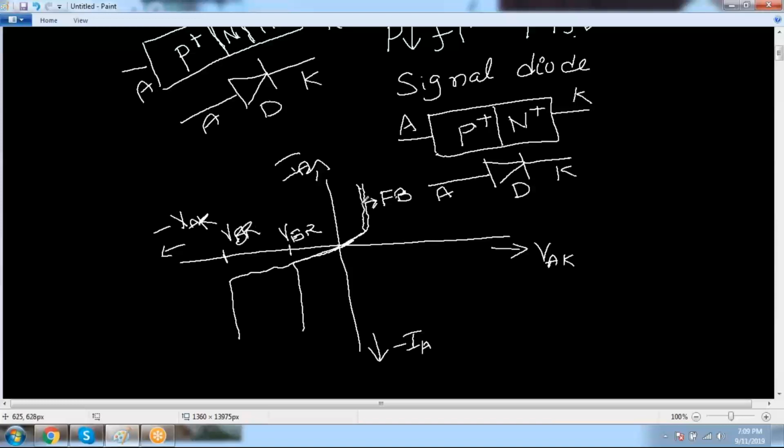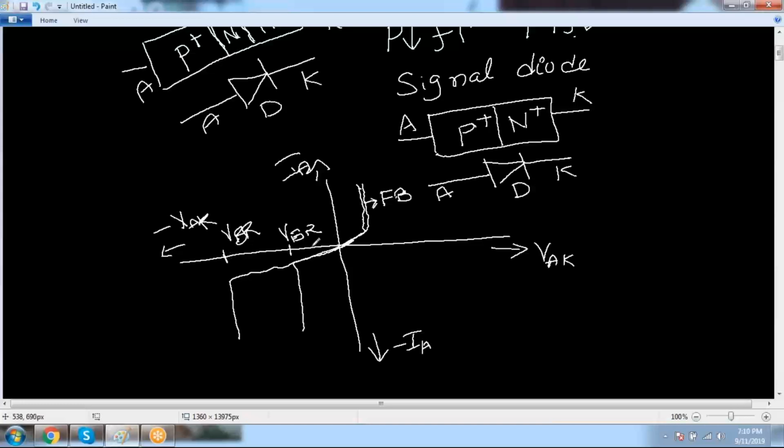Dear students, I'm not finding any difference in the forward bias mode of a signal diode or power diode. Where will you find the difference? The difference I'm finding is during the reverse characteristics. Which one will have more breakdown voltage? The power diode will have more breakdown voltage.